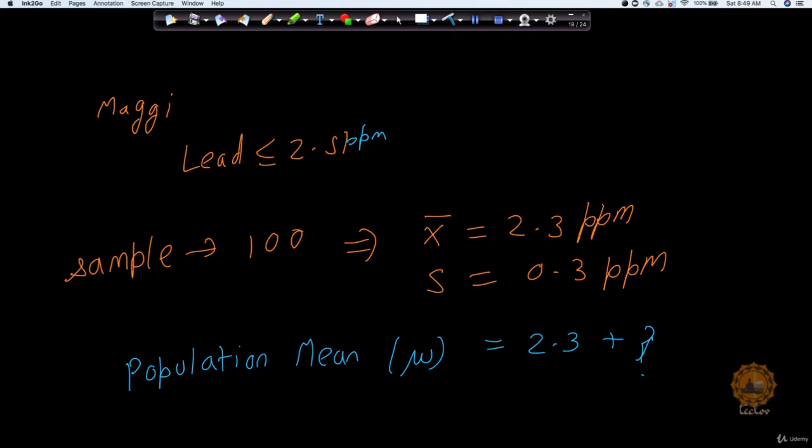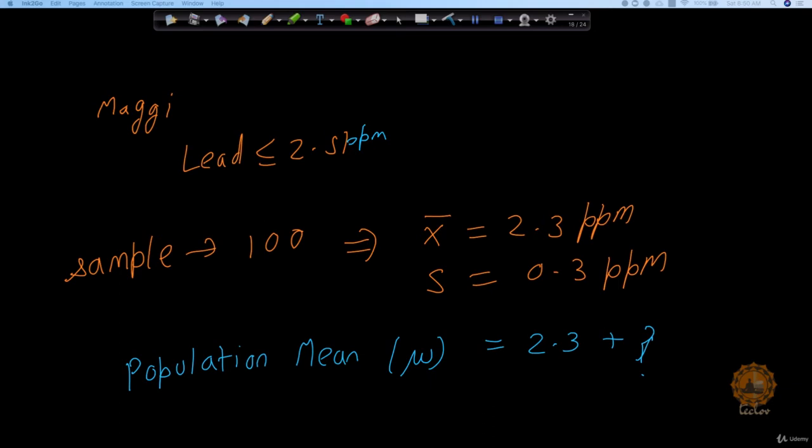Now, let's say somebody made a complaint that that's not the case, and they take a sample of 100 Maggi packets and started looking at what the permissible limit comes out to be, and they find out that the mean is 2.3 ppm. Since I already have the data of 100 samples, I can also calculate the sample standard deviation, which is going to be 0.3 ppm.